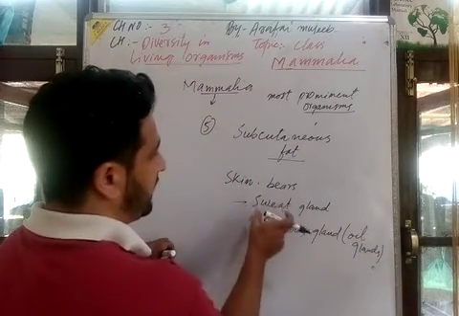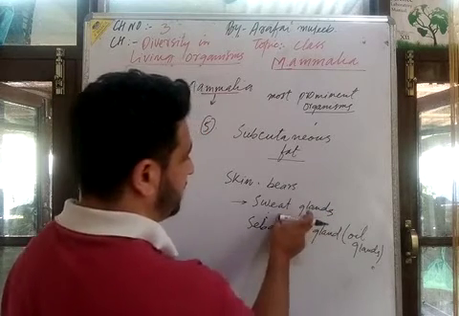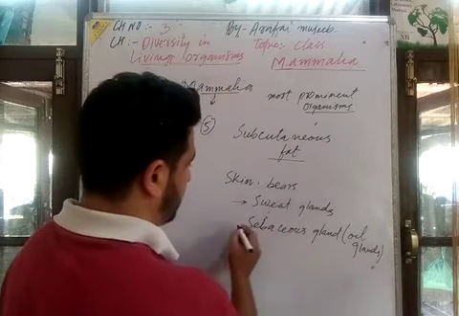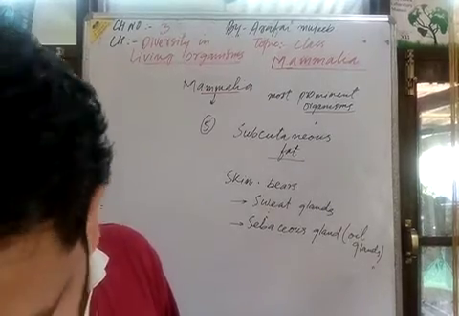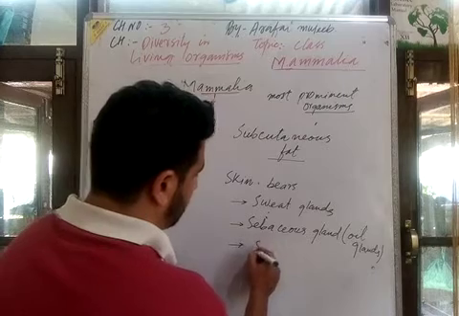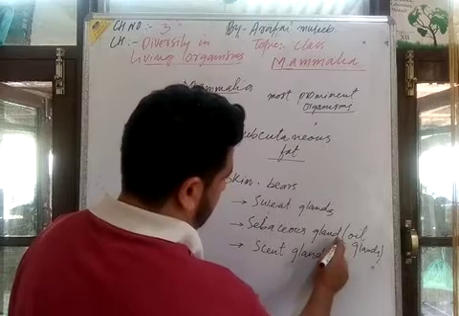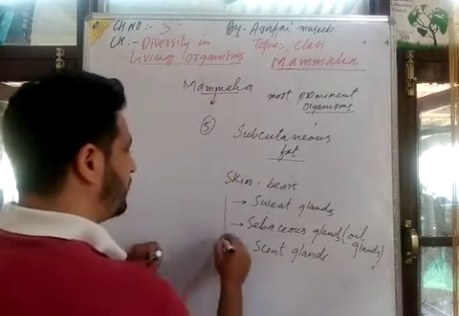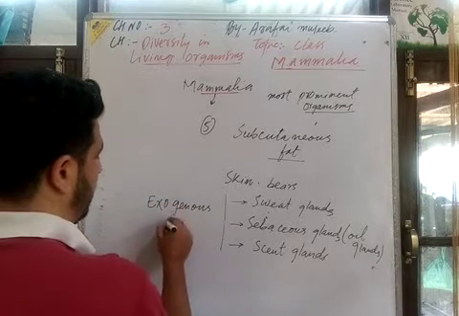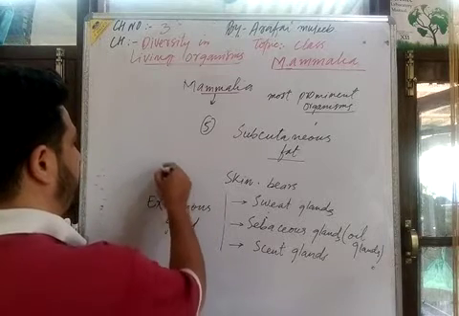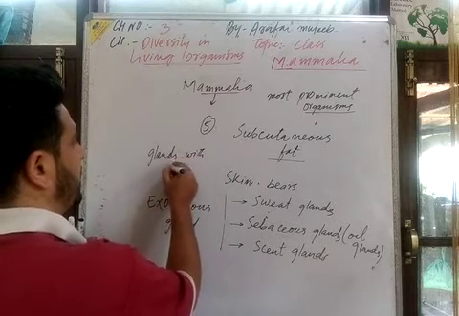In their skin they bear a number of glands. One is the sweat glands, another is the sebaceous glands, oil glands present in their body, and they also have scent glands. These are all exogenous glands. They are collectively known as exogenous. आपको पता है exogenous glands क्या हो गए? Glands with ducts, ये वो glands होते हैं जिनमें डक्ट होते हैं.